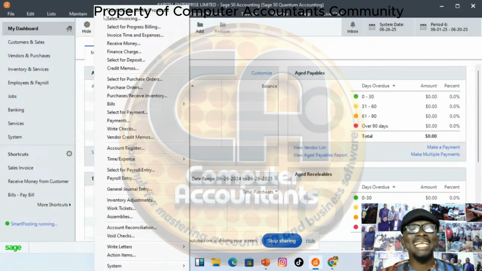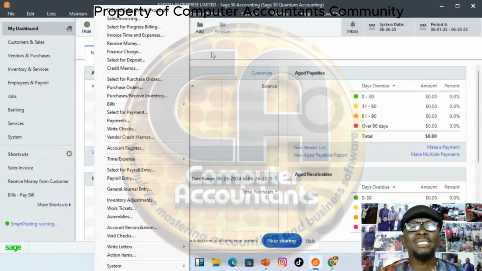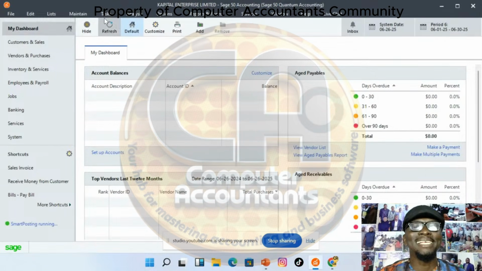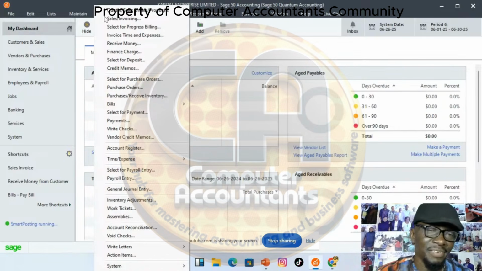Following it is the task menu. Task is where you do your day-to-day accounting work. Everything about posting transactions is in task. Everything about posting transactions is in task. This is where you do all your day-to-day accounting activities. So it is done in task.